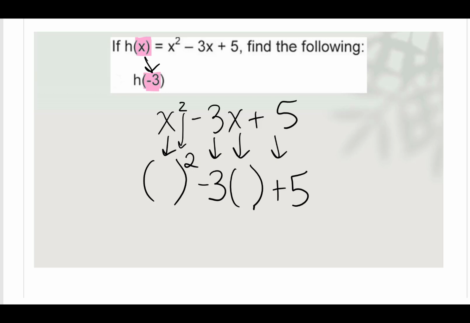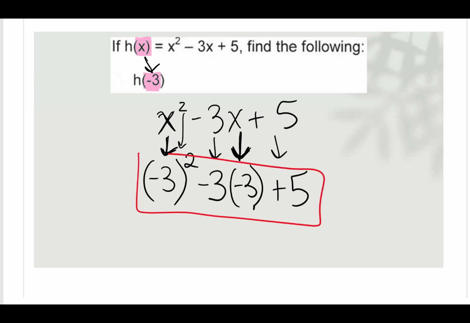Negative 3. X is now negative 3. It's negative 3. X is now negative 3. Right? So I changed all the x's for negative 3. Now I'm going to take this and I'm going to type it into Desmos, or again, do it by hand.